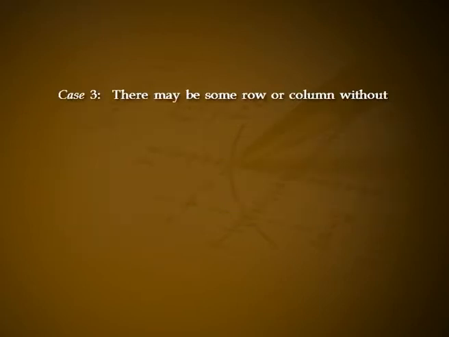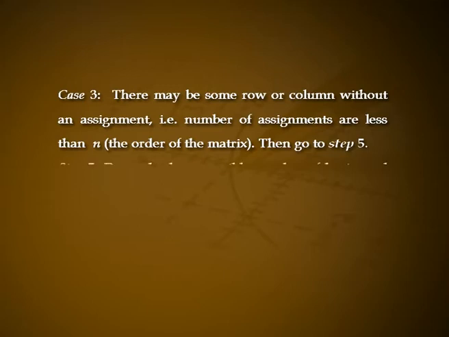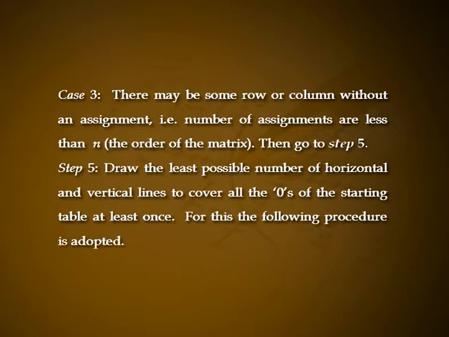Case 3. There may be some row or column without an assignment, that is, number of assignments are less than n, that is the order of the matrix. Then go to step 5. Step 5. Draw the least possible number of horizontal and vertical lines to cover all the zeros of the starting table at least once. For this, the following procedure is adopted.